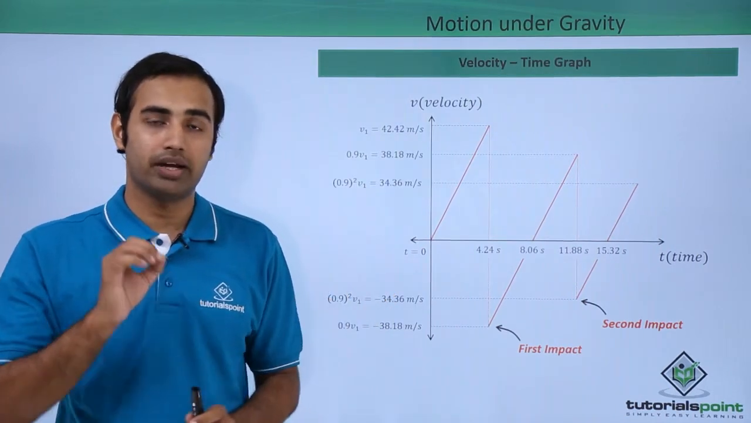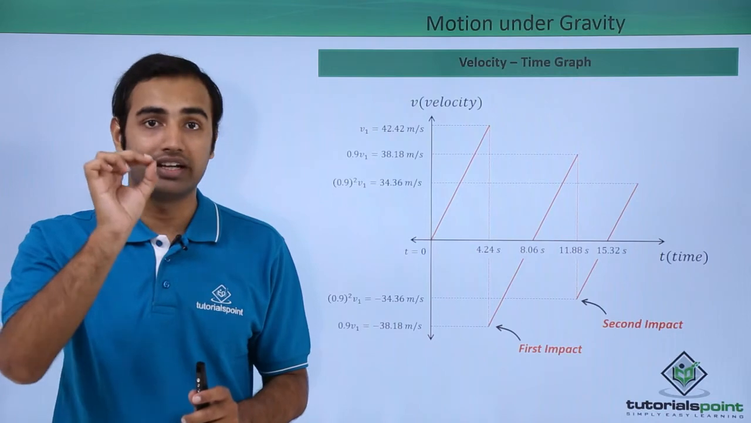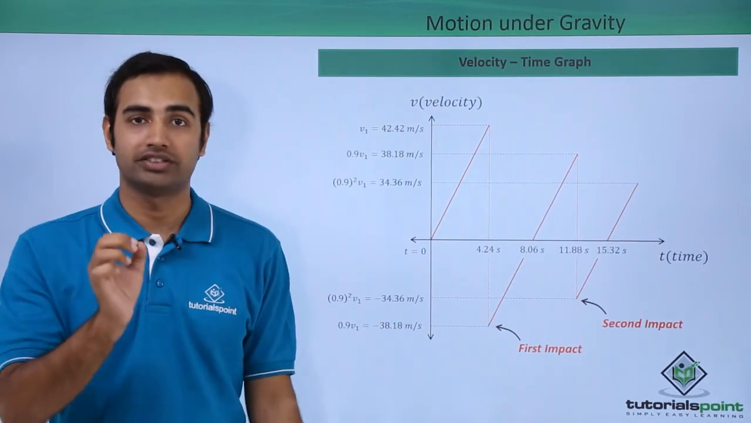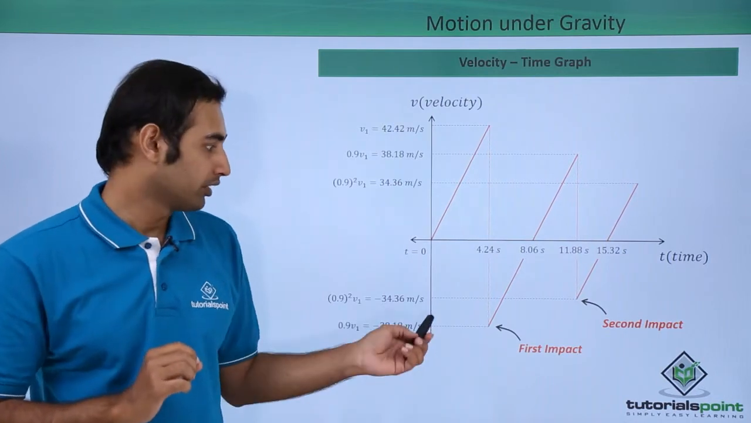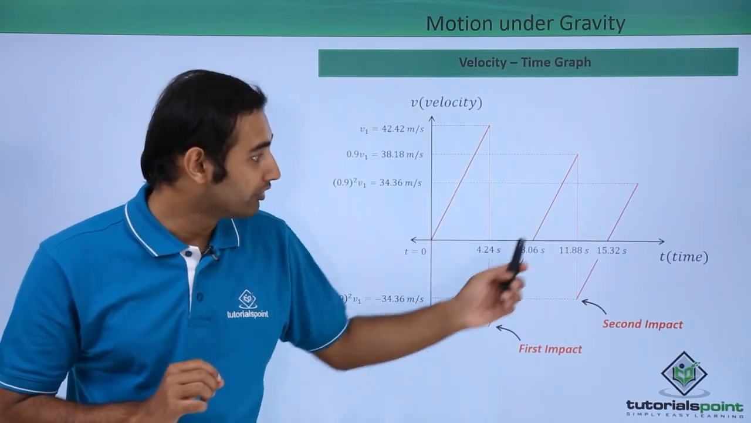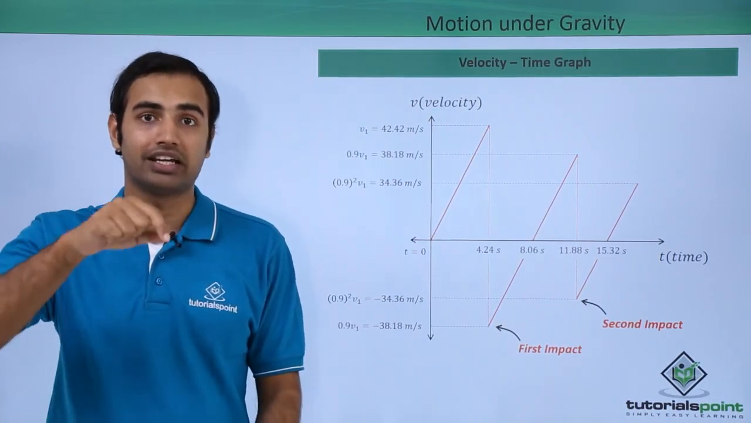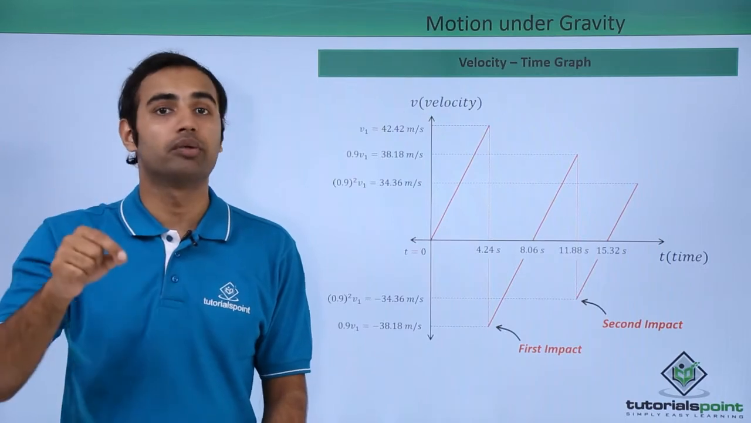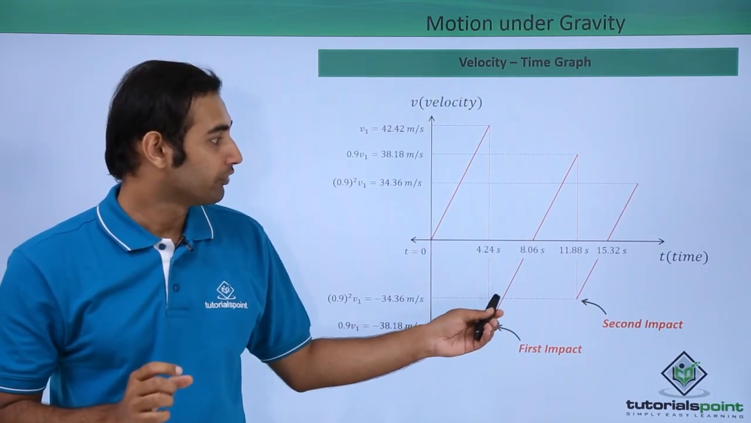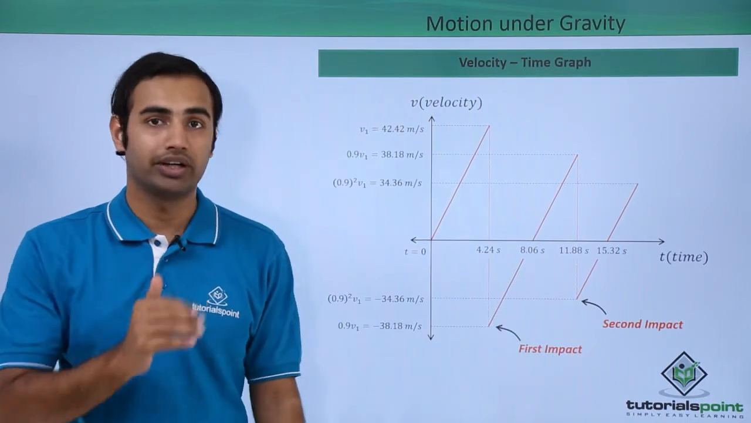Now after the first impact, 1/10 of the velocity is lost and the speed becomes 9/10 of the original value, which is 38.18 or 27√2 that we obtained. Now from 4.24 seconds all the way up to 11.88 seconds, which is 7.64 seconds more, that is the time we found when the ball goes up and comes back. So after 4.24, we have a 7.64 second interval, which is until 11.88 seconds.